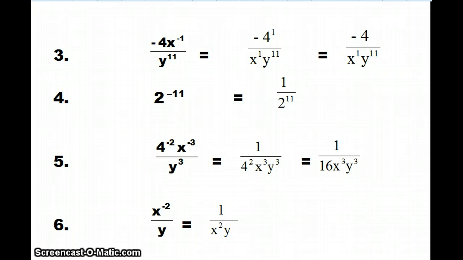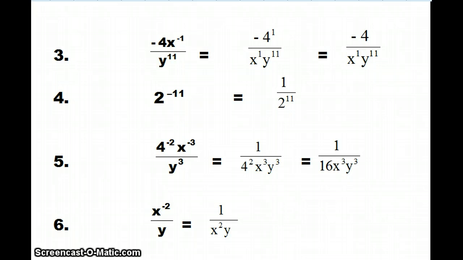The other thing, if you remember from the first day of class, is that when we were talking about the commutative property of multiplication, 2 times 3 was the same as 3 times 2. So if you wanted to write this problem 1 over 16 y to the third power x to the third power, you could rearrange that.